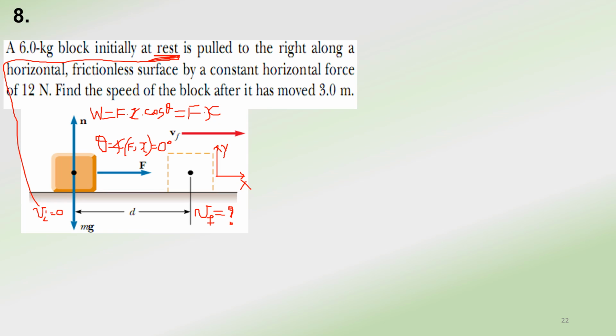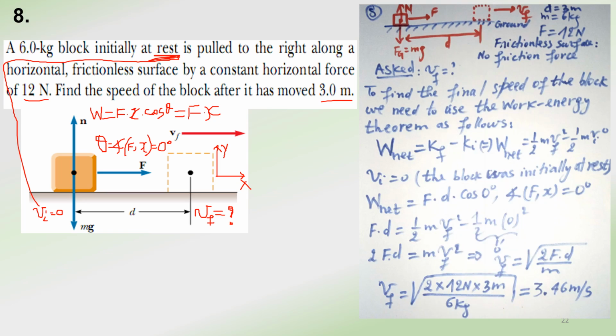The force is given to be 12 Newton. The distance is given to be 3 meters. And we are given the initial speed. By using the work energy theorem, stating that the net work is equal to the final kinetic energy minus the initial kinetic energy, then the net work equals 1 over 2 m vf squared minus 1 over 2 m vi squared.